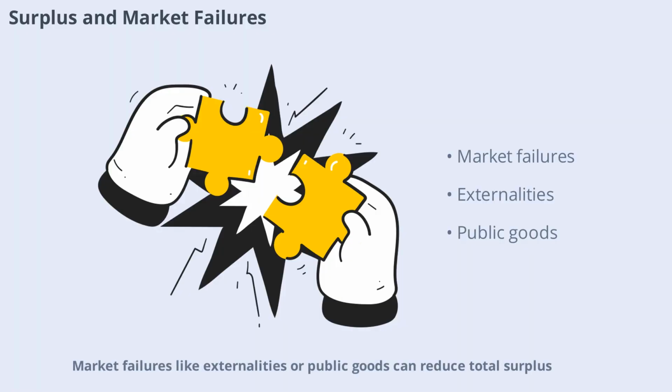Market failures like externalities or public goods can reduce total surplus. Pollution, for example, imposes costs not reflected in market prices, lowering social welfare. Addressing market failures is essential for maximizing surplus and ensuring markets serve everyone's interests.